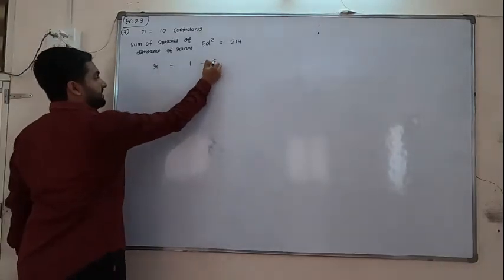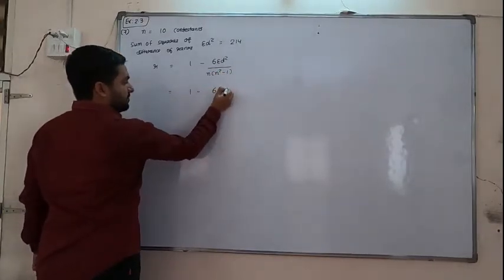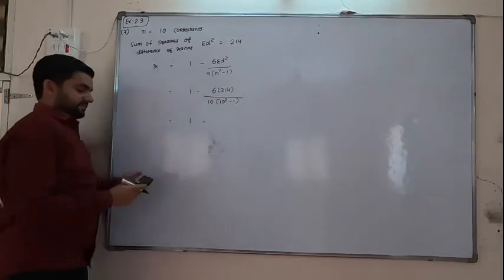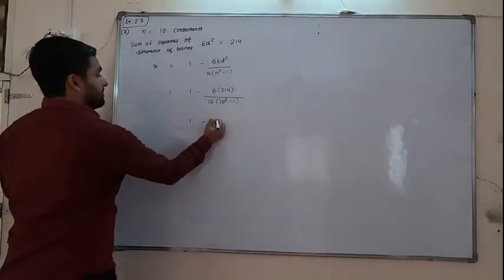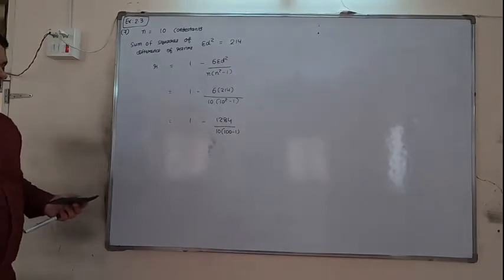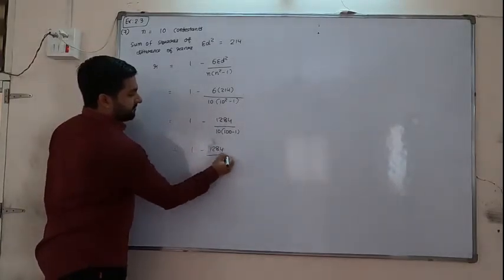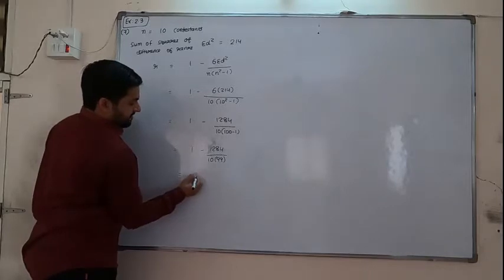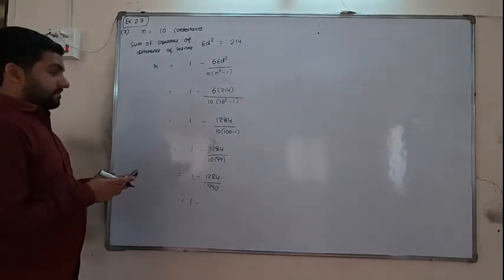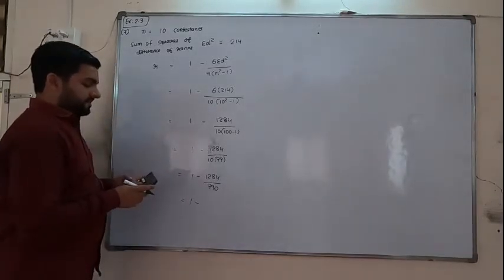R is equal to 1 minus 6 sigma d square upon n in bracket n square minus 1. 1 minus 6 into 214 divided by n is 10, 10 square minus 1. 1 minus 214 into 6 is 1284 divided by 10 in bracket 100 minus 1. 1 minus 1284 divided by 10 into 99, 1 minus 1284 divided by 990.